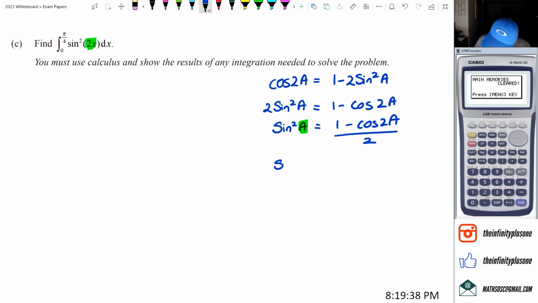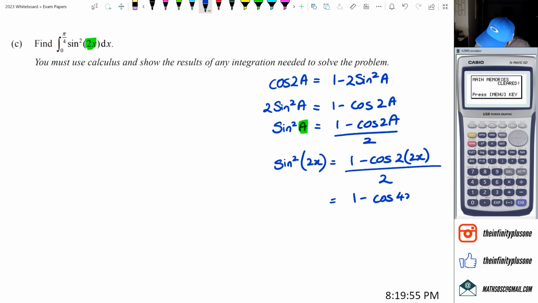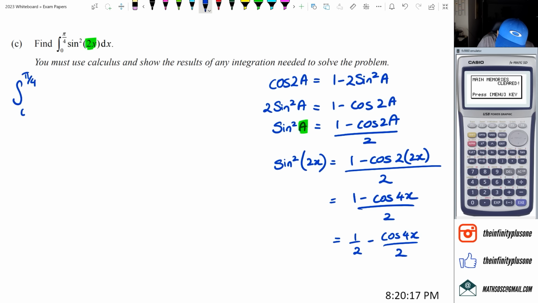Finally, I can substitute the 2x as a. If I do that, I get sine squared 2x is equal to 1 minus cos of 2 times 2x, over 2. This can be written as 1 minus cos 4x over 2, and one more little step: half minus cos 4x over 2. Now I've not actually solved this question at all. The only thing I've done is rearrange it so I'm able to integrate it. So now I'm going to go into the question and look between pi over 4 and 0.